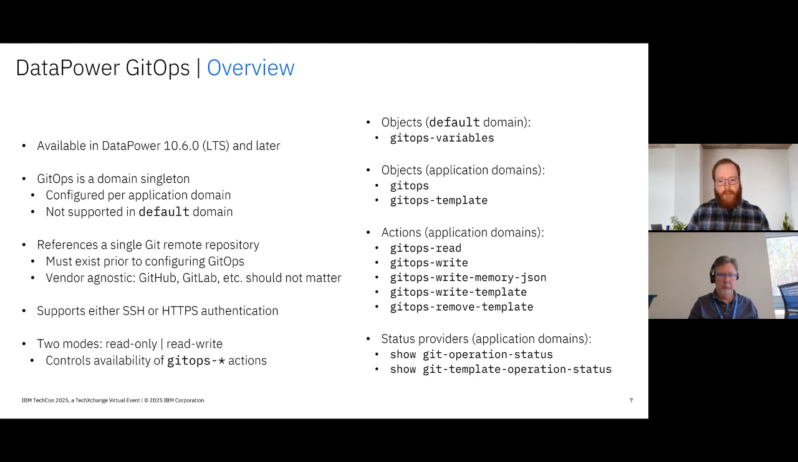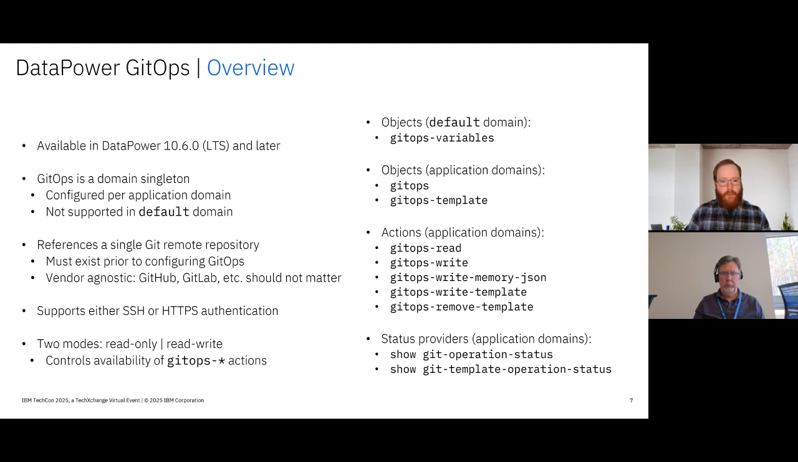Actually, in the original version of GitOps in the CD branch before we merged it to LTS, we would clone each repository per domain. That was improved in the LTS release in 10.6. Now you don't have to worry about big monolithic domains or GitOps repositories getting cloned more than once within the DataPower. So we've done some optimization there around file system usage.